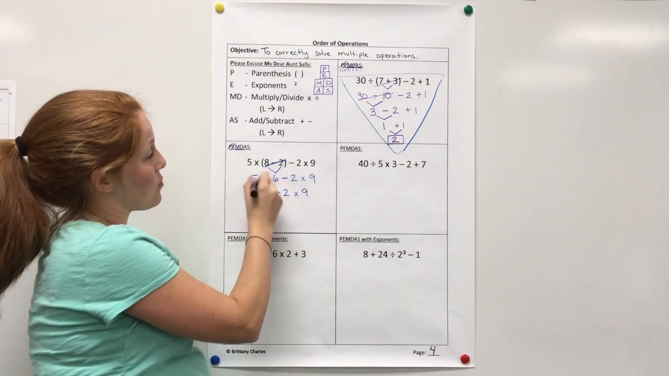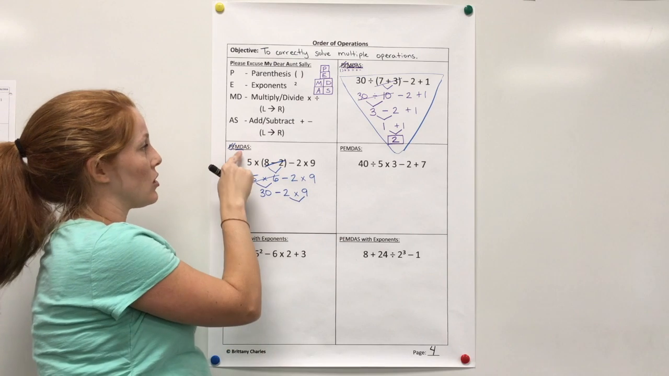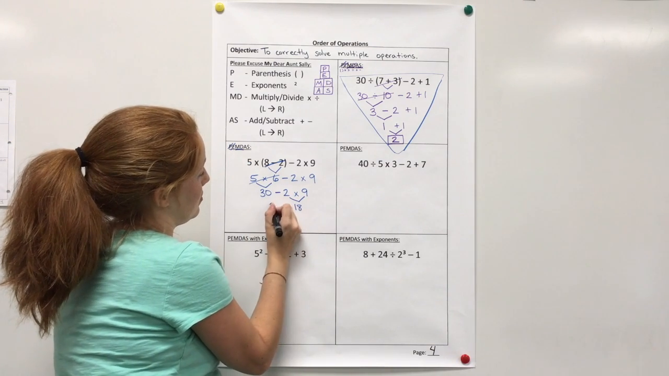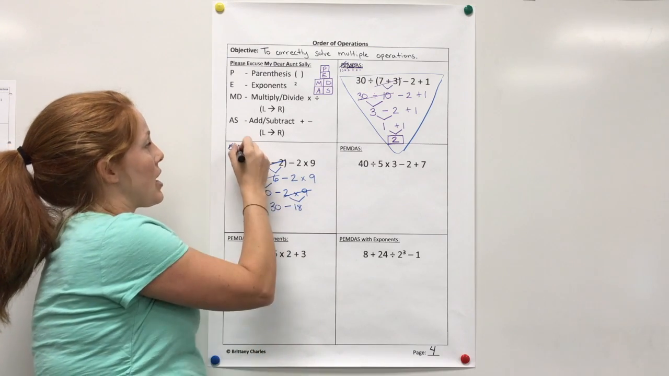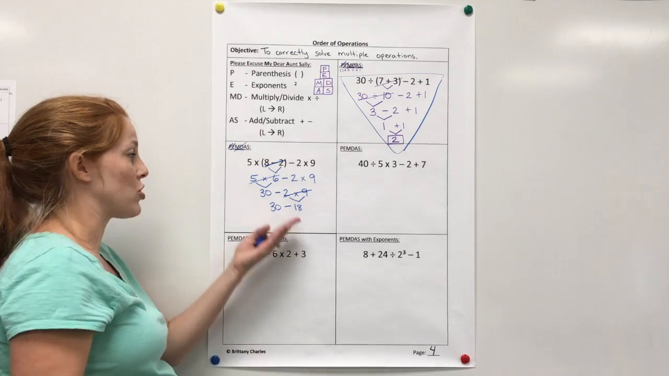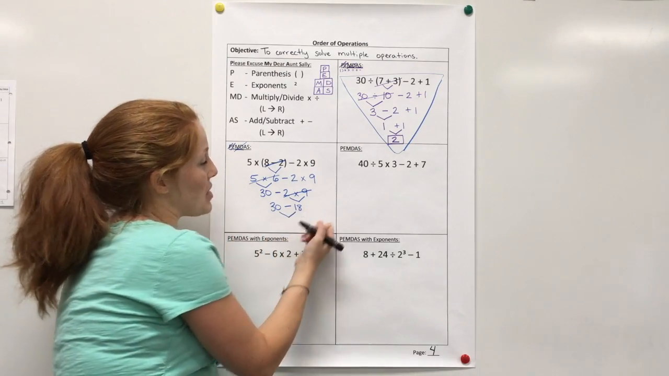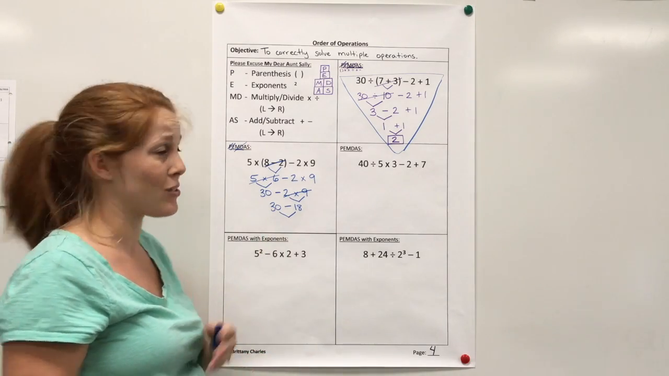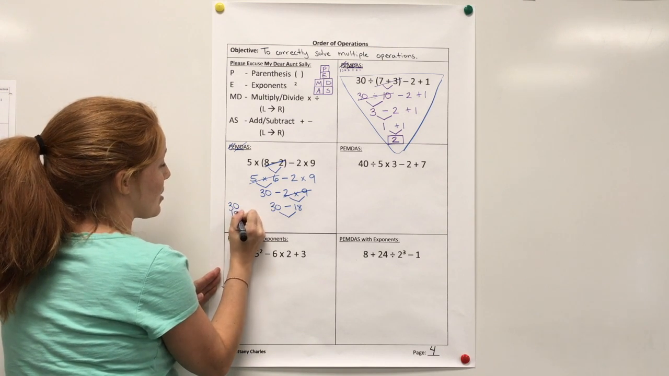Okay, now I'm going to multiply 2 times 9, because I'm still on this step. 2 times 9 is 18. Bring this down. And last step, add and subtract, which all I have is subtraction, so I'm going to subtract. Again, be careful that you're not overconfident and trying to do too much in your head. Just go ahead and come over to the side and subtract it carefully.